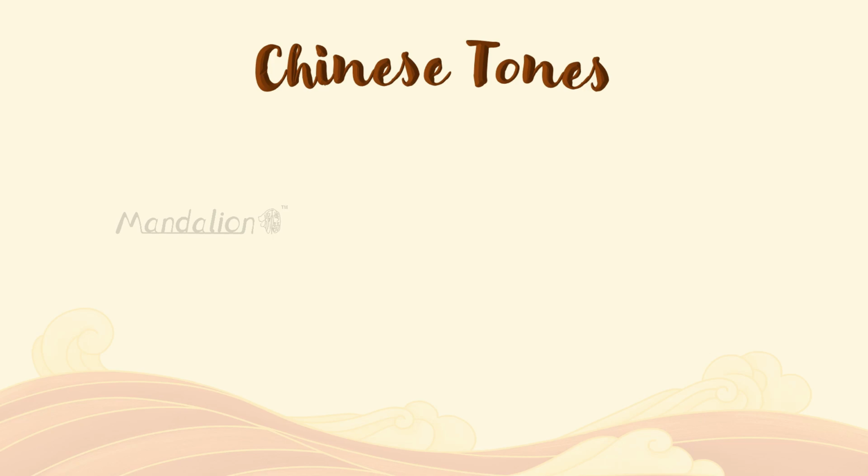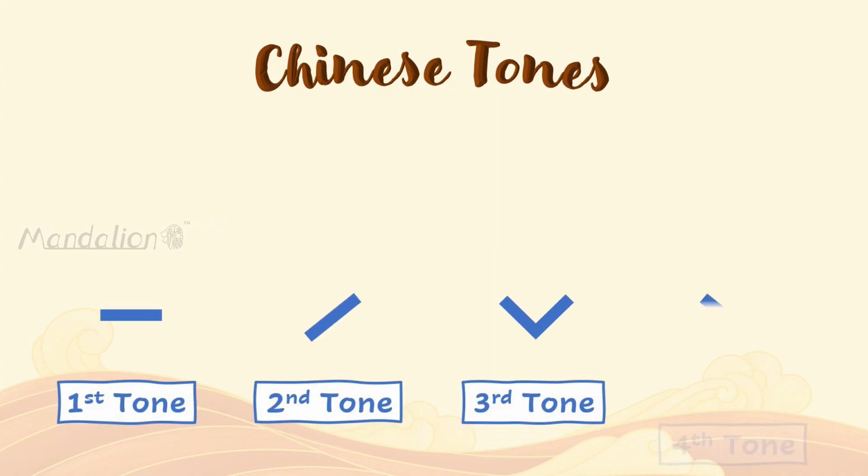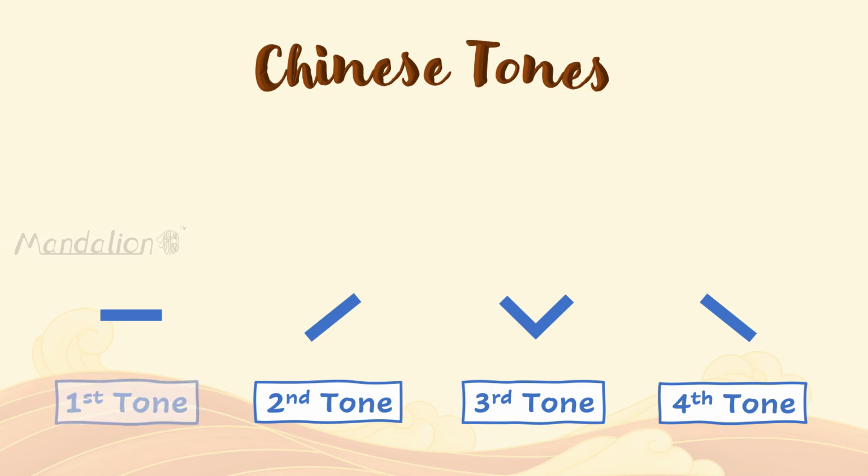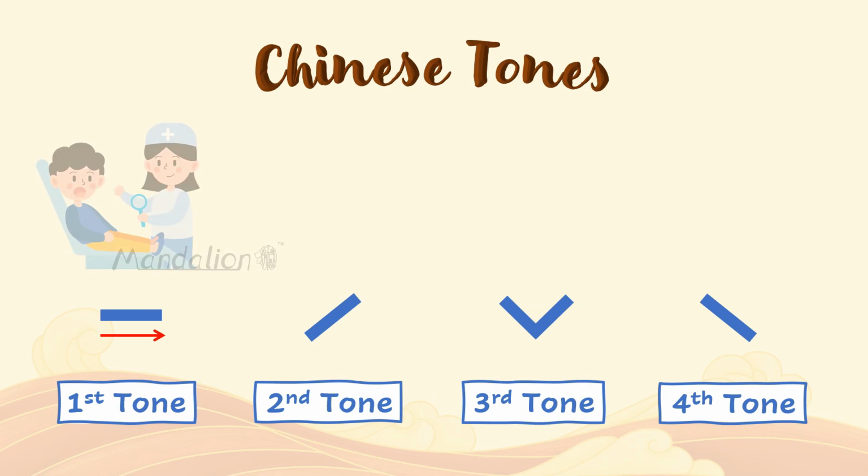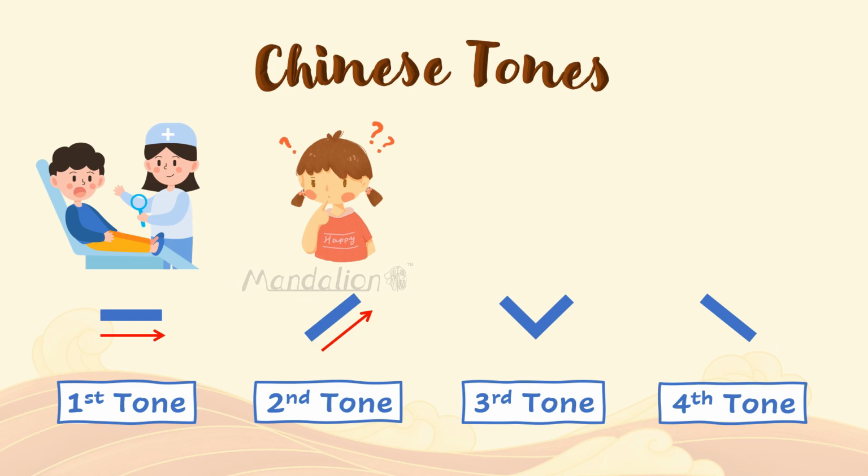Mandarin Chinese is a tonal language. It consists of 4 main tones: the first, second, third, and fourth tone. The first tone, like its appearance, starts relatively high and stays even and constant throughout, like saying ah for the dentist. The second tone starts at about mid-range and rises upwards, much like the tone used when expressing surprise or when asking a question, such as really or huh.